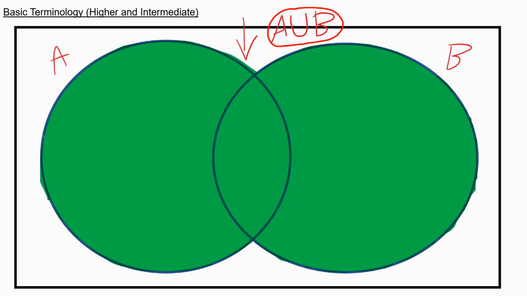So basically we cover everything. If you're anywhere in set A or B, or both of them, you're going to be in the union.